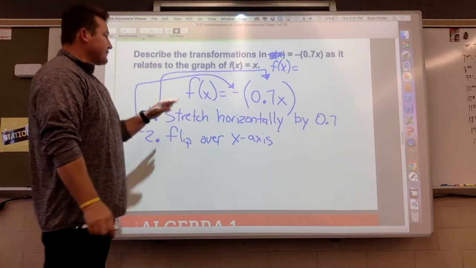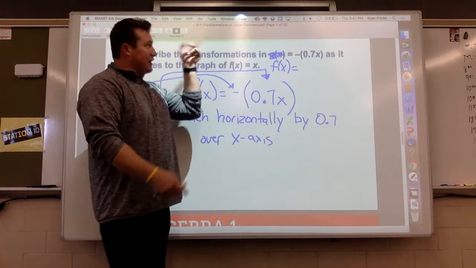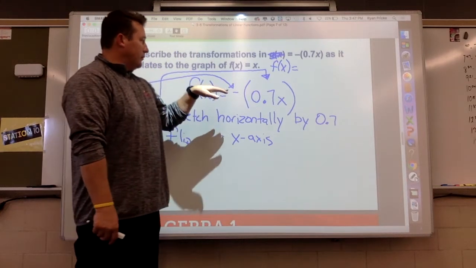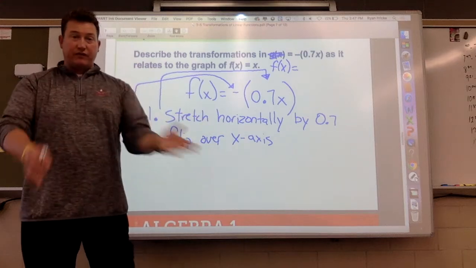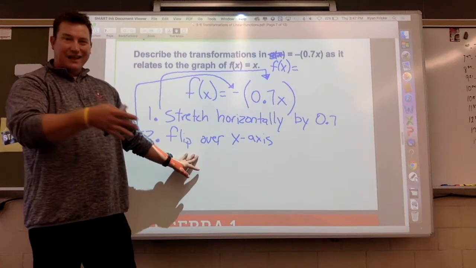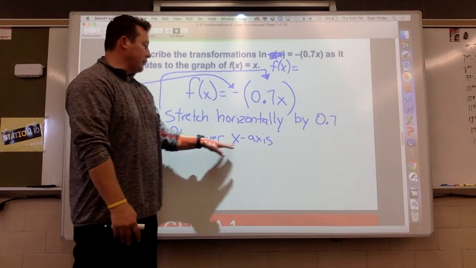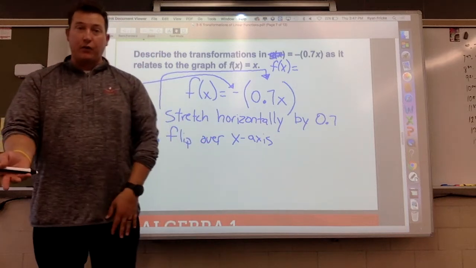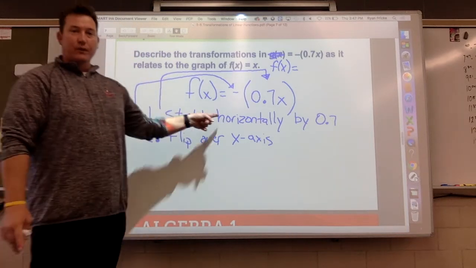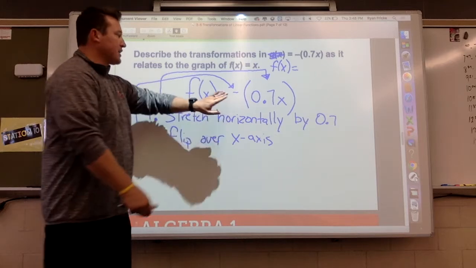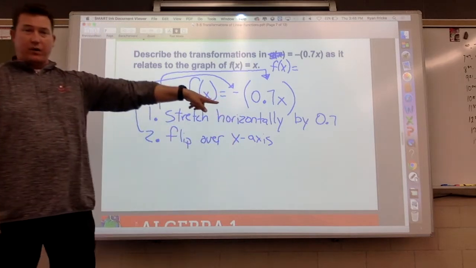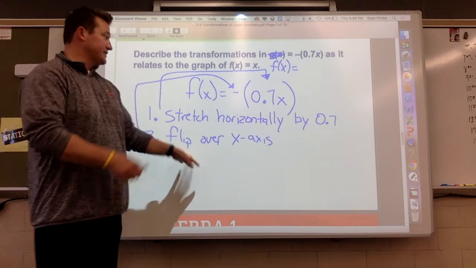Okay, we're all good. So we didn't see it, and I don't even know if our notes talked about it. How did we know this was the x-axis? Because we could reflect over or flip, same thing. We could flip over the x-axis or we could flip over the y-axis. It all depends on where we see this negative sign. If our negative sign is right here, just the way it was, we flip over the x-axis.